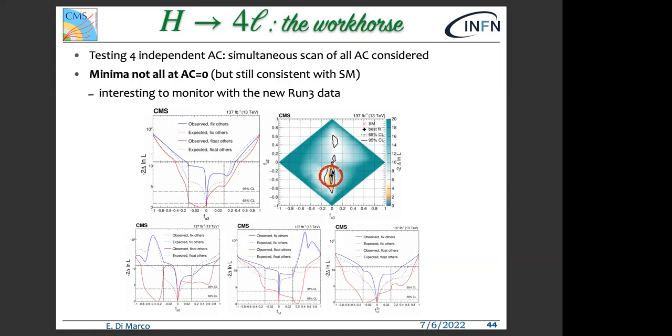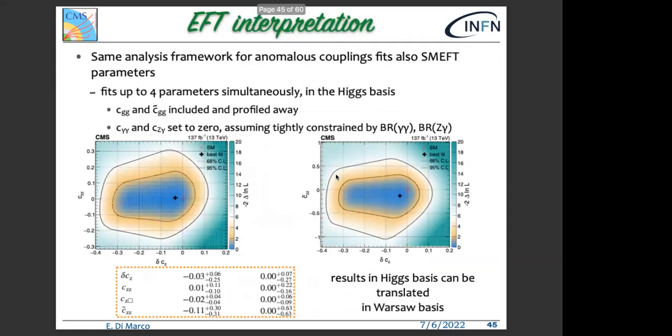Or you can reinterpret this in effective field theory, so you get constraints simultaneously on two higher order operators in effective field theory. So for example, this cZZ, cZ, okay. But I don't want to go much into it because I'm out of time.